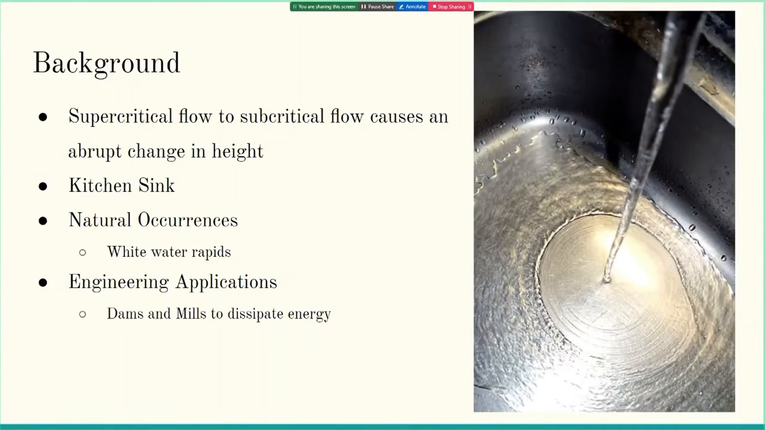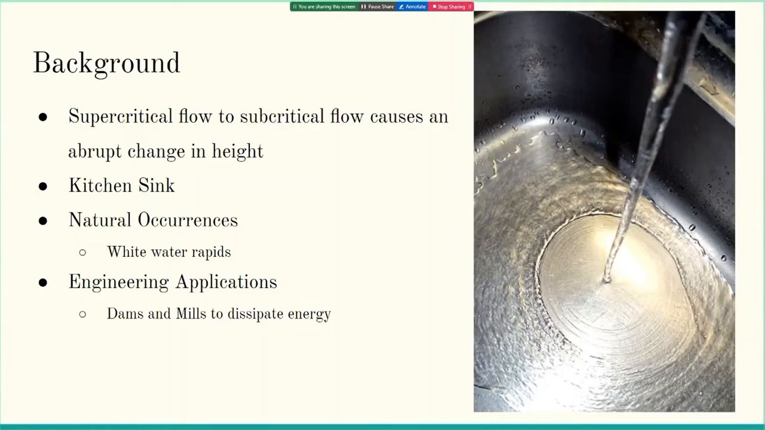The most common example of this is when you turn on your kitchen sink. There's a thin layer of fast-moving water and then a hard transition to slower, deeper water. Hydraulic jumps occur naturally as well, like in whitewater rapids. The water in the river flowing over rocks changes velocities, causing jumps. In engineering applications, they are often used in dams and mills to dissipate energy to limit damage and structure in the environment.